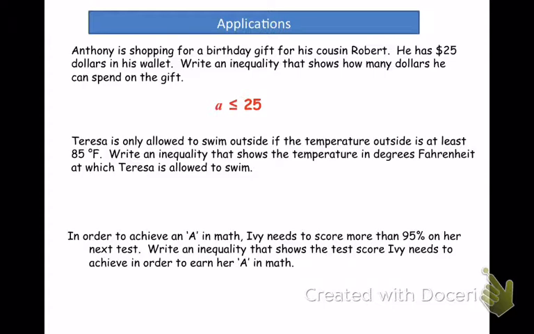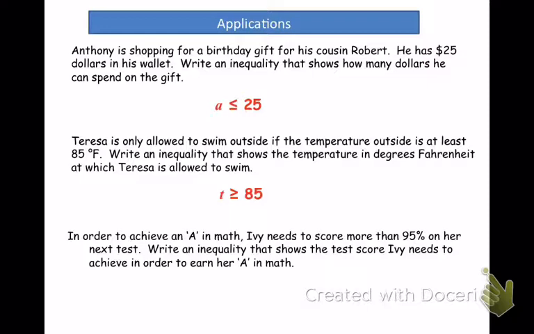Teresa is only allowed to swim outside if the temperature outside is at least, so again, that's my key word, at least 85 degrees. So write an inequality that shows the temperature in degrees Fahrenheit at which Teresa is allowed to swim. So it has to be at least, which is a minimum of 85 degrees. So is it going to be 85 and greater she can swim, or 85 and below? Again, at least is a minimum, so it needs to be 85 or higher. So in our case, it's going to be T has to be greater than or equal to 85 degrees. So again, I use the letter T for temperature. You can use any letter.